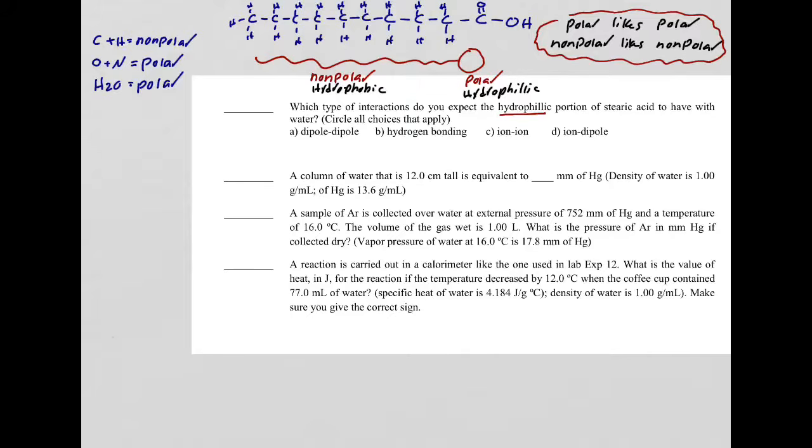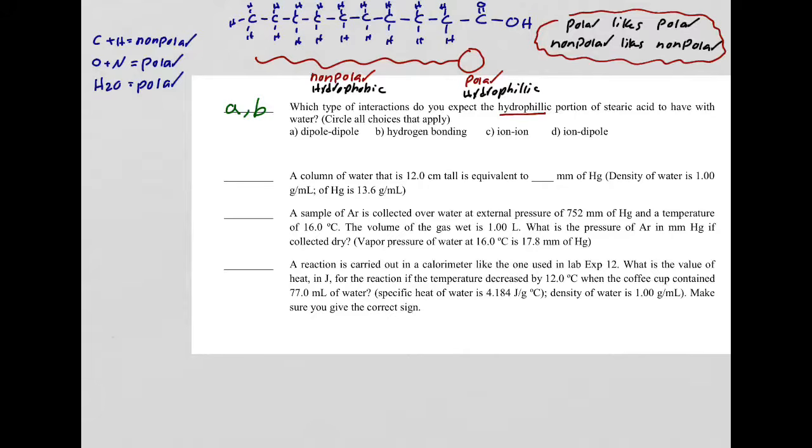And all right, after all that explanation, what do you think? Which type of interaction do you expect the hydrophilic part to have with water? The answer is they would have dipole, and they would have hydrogen bonding. Because remember, water has OH, right? It has hydrogen bonding. This one has OH. It has hydrogen bonding. And they have dipole because when you're polar, you also have dipole. So it would be A and B. All right, beautiful. Let's keep going.